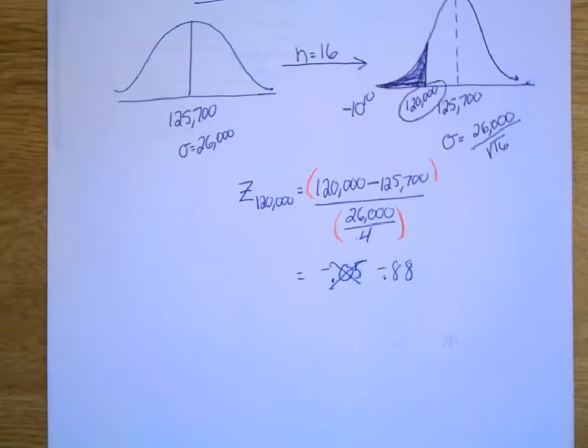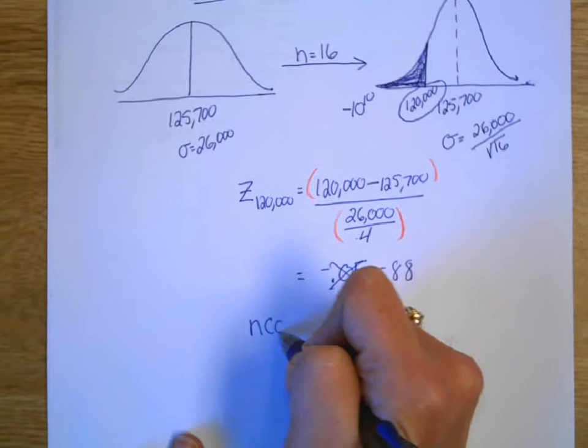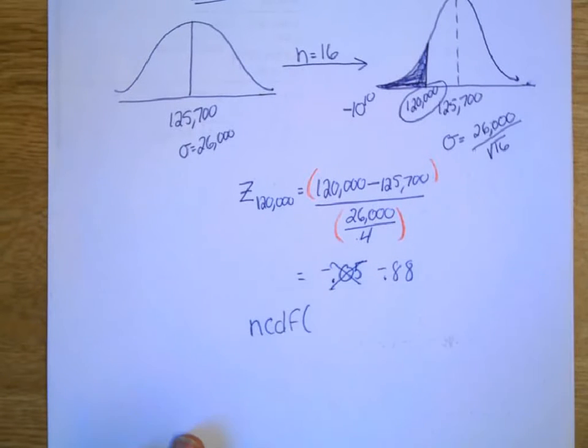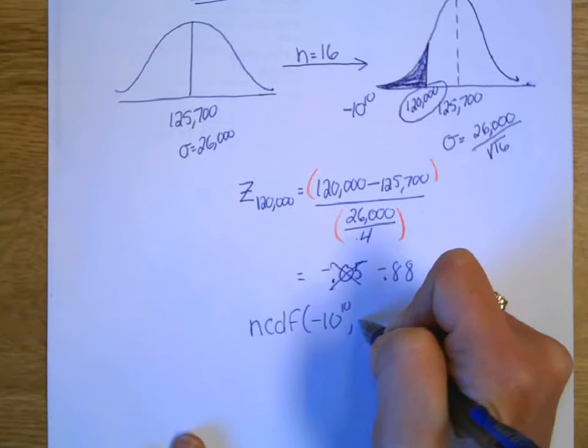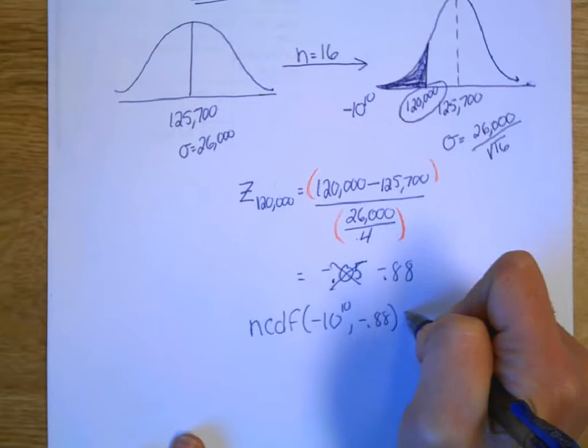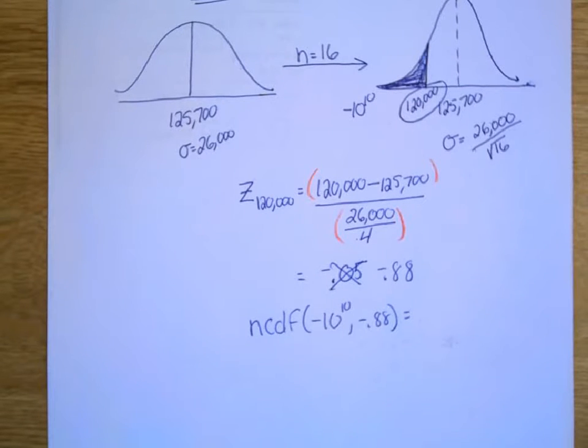Now where do I go from here to find that area? NCDF. What's the left edge of my shaded region? Negative 10 to the 10th. And the right? Negative 0.88. And that will get you the probability.